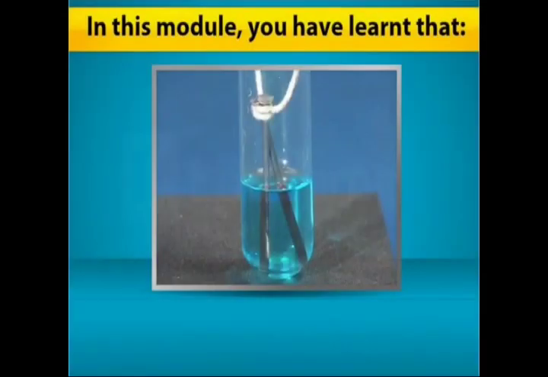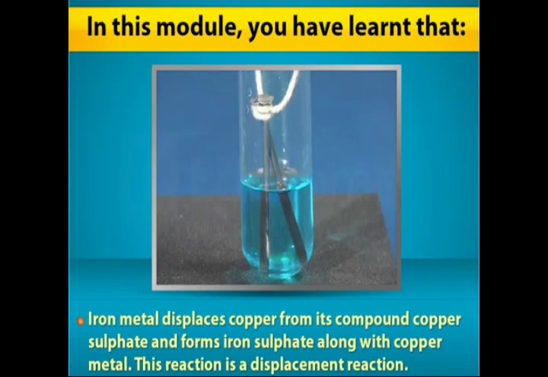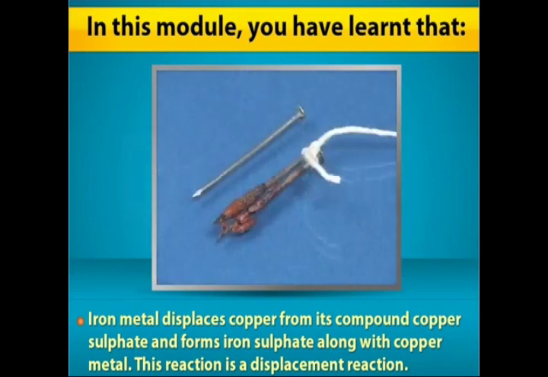In this module, you have learnt that iron metal displaces copper from its compound copper sulfate and forms iron sulfate along with copper metal. This reaction is a displacement reaction.